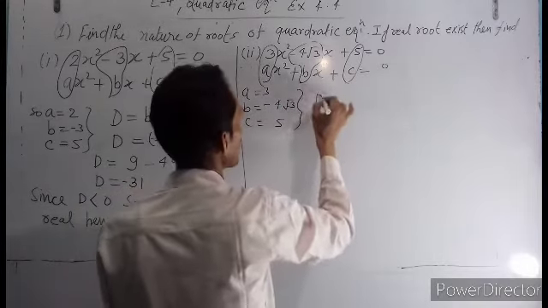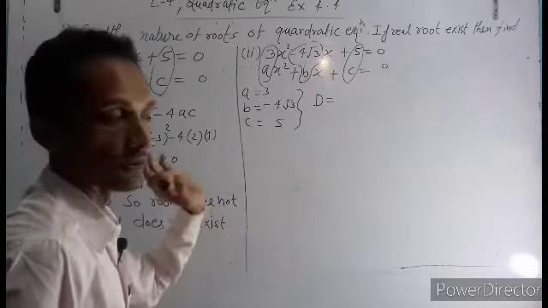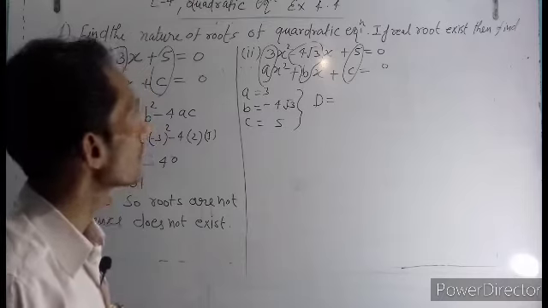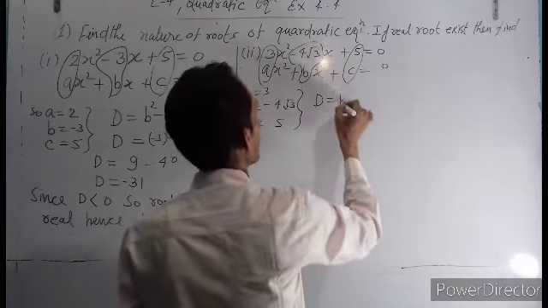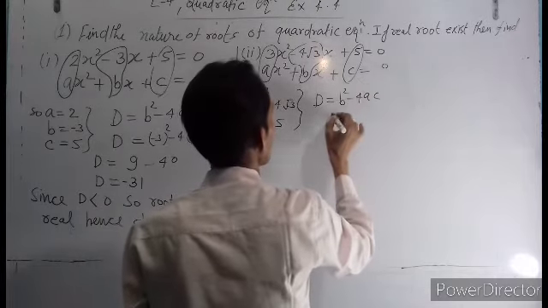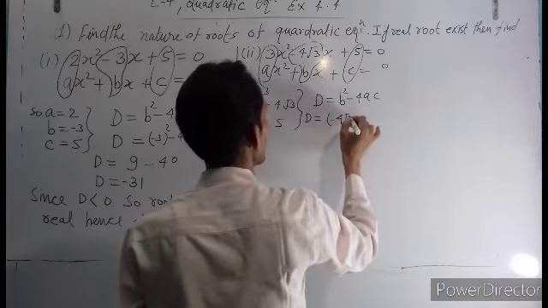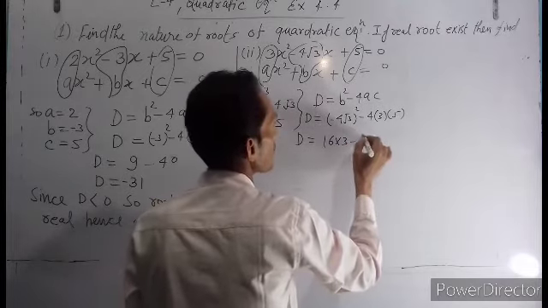Now find D. What is D? Because we have to find the condition on D for the nature of roots. D tells us the nature of roots; the nature of roots depends upon the discriminant, which is called D. So D equal to b square minus 4ac. Put the values: b is minus 4 root 3 square, minus 4, a is 3, and c is 5. You can see D equal to 16 multiply 3 minus 60.